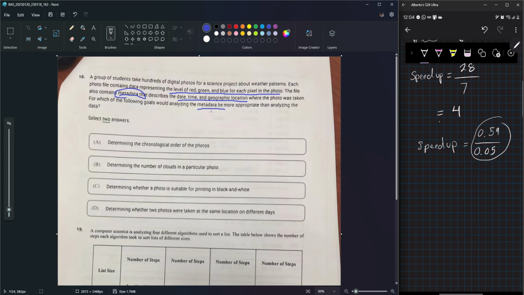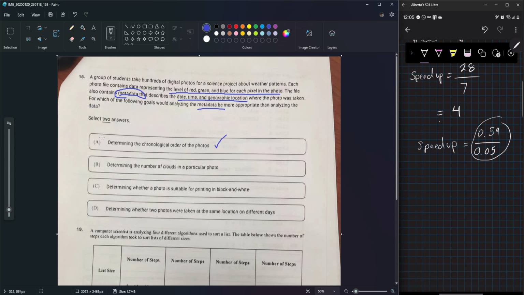So metadata is information about our data. So things about the picture, not the actual picture. So determine the chronological order of photos. So yeah, we know the date and time. So this would be the metadata.